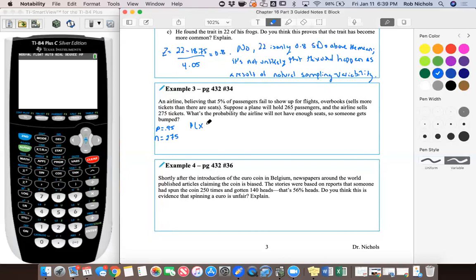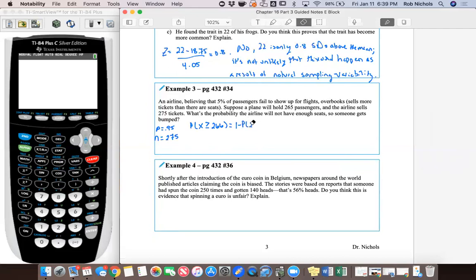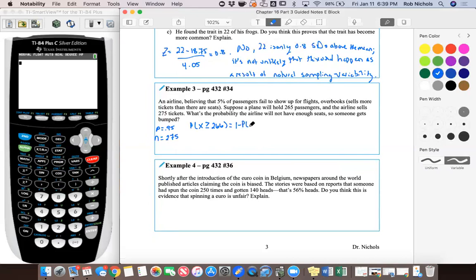Okay. What we're trying to figure out is the probability that we get more passengers than we have seats. So we want to find the probability that X is greater than or equal to 266, because that means we're oversold. 265 is fine. All right, so I'm going to use the calculator. So I'm going to do 1 minus the probability that X is less than or equal to 265, because remember the calculator only thinks less than or equal to when I use the binomial CDF. So let's go to the calculator.